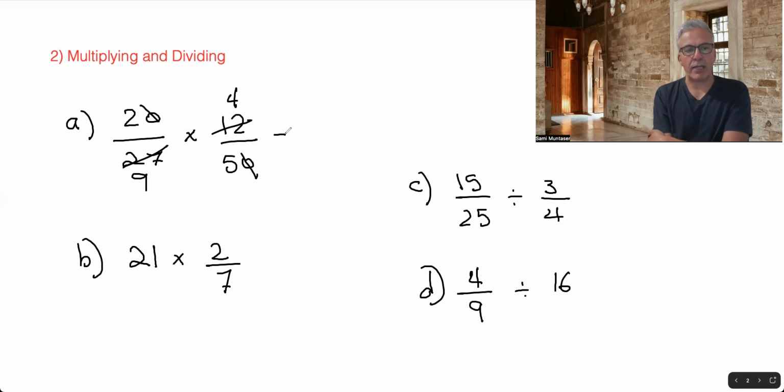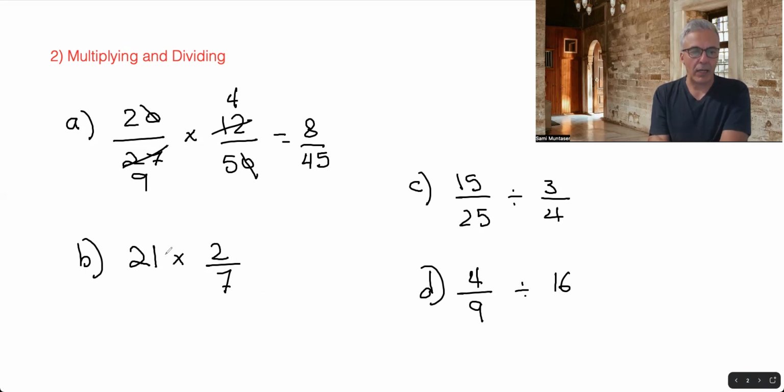Now we just multiply tops. 2 times 4 is 8, and 9 times 5 is 45, and that's what we get. Okay, now how about this one here?